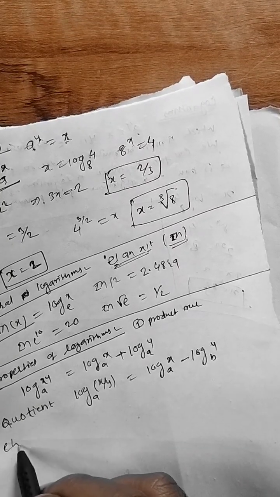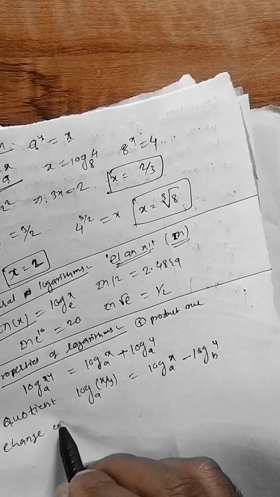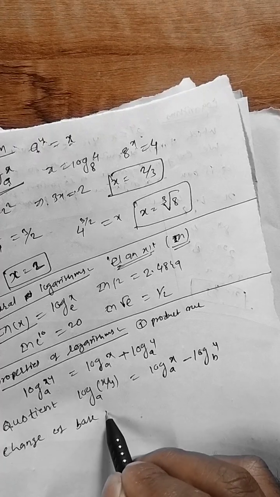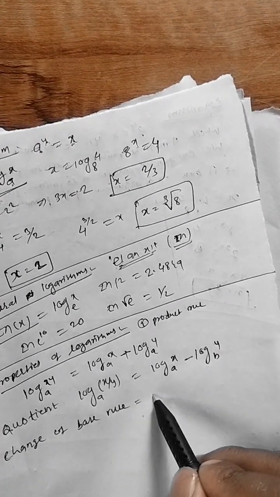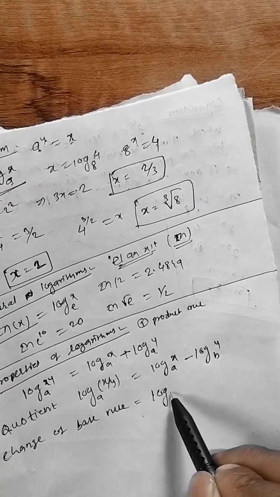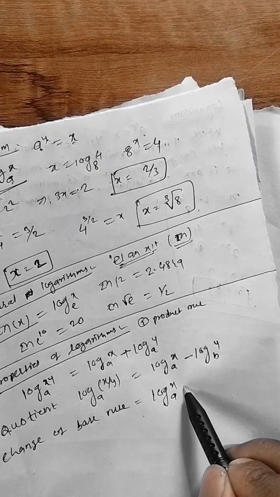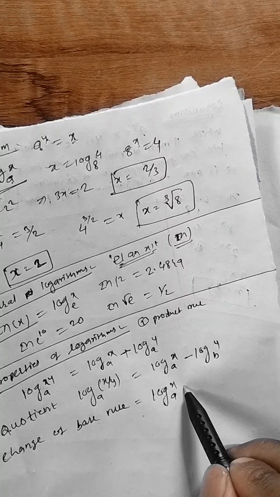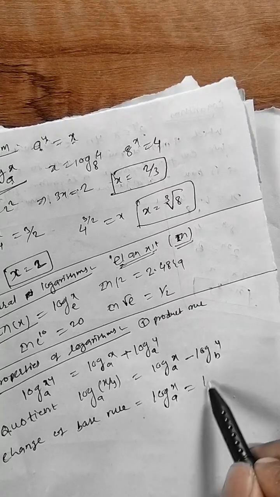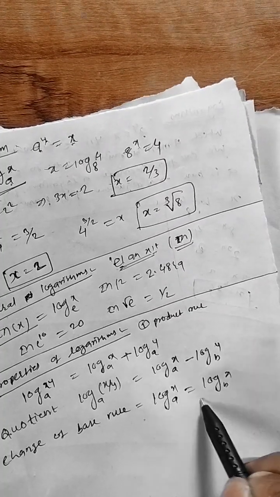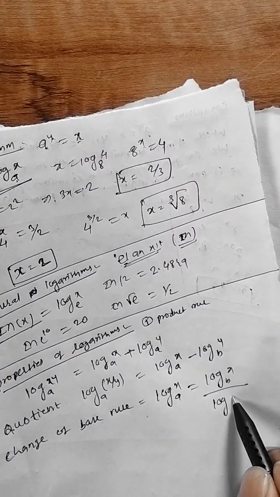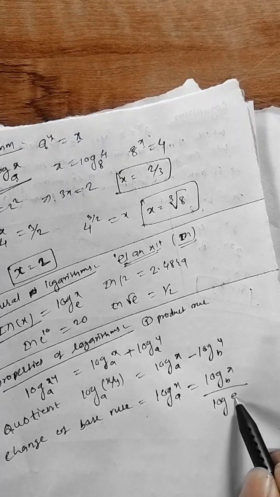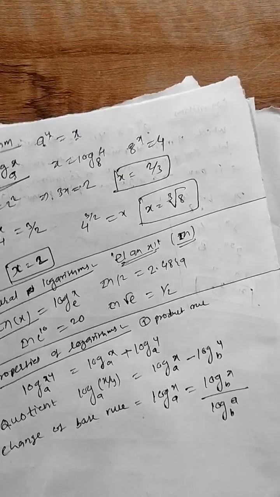Change of base rule, which is log of x to the base a, which is equal to log of x to the new base b, divided by log of a to the base b.